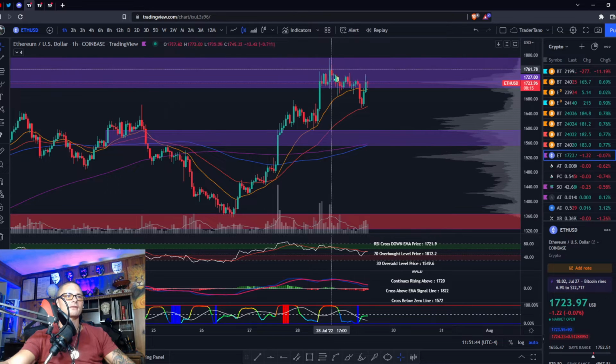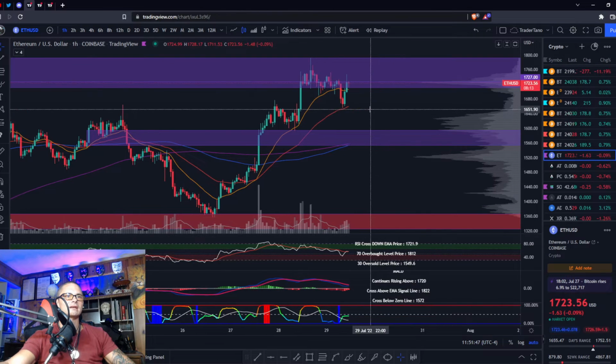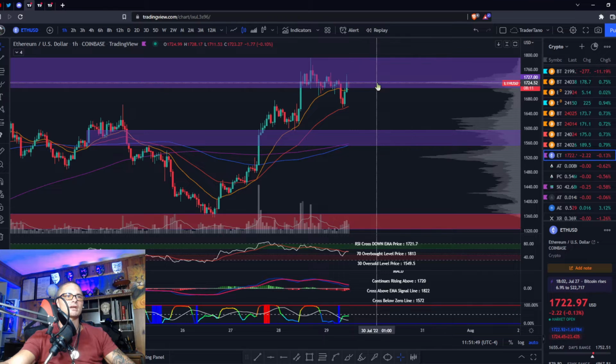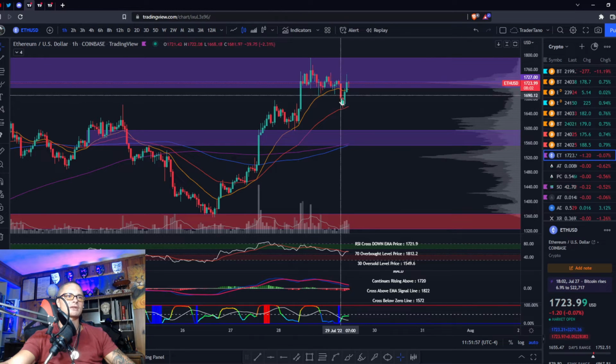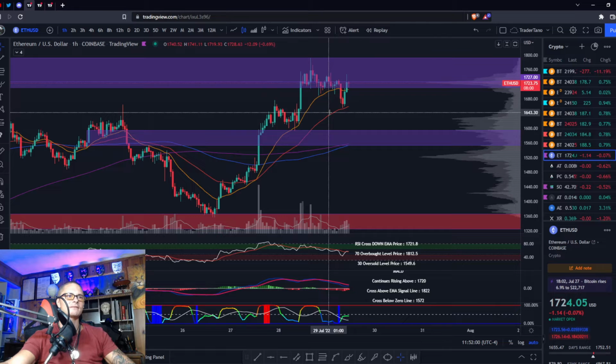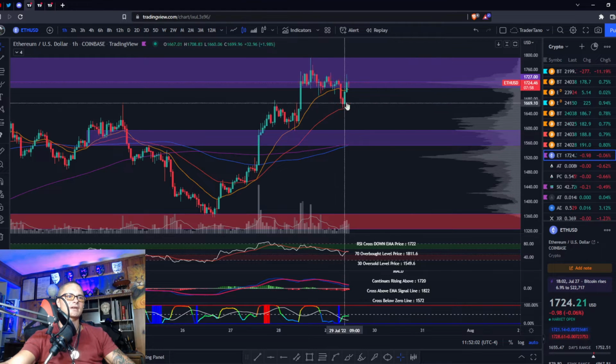Okay, so here on Ethereum, we did get up to that VPVR. We are getting rejected from that VPVR level, just finding some minor resistance, not rejected. We did come down, bounce off the 50. We kind of had a bar action right here. Didn't give up the whole rally. We just kind of front ran the 50.